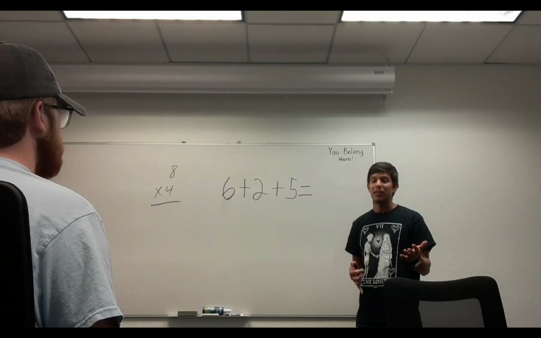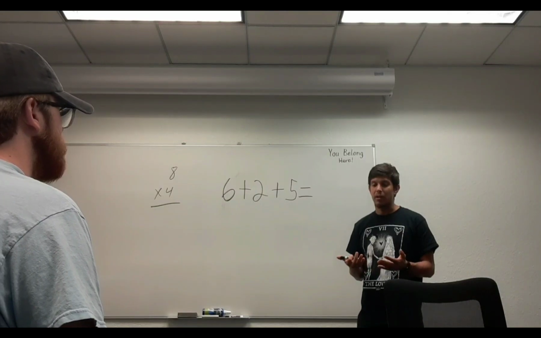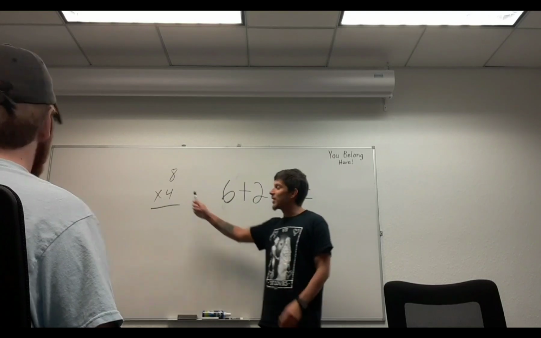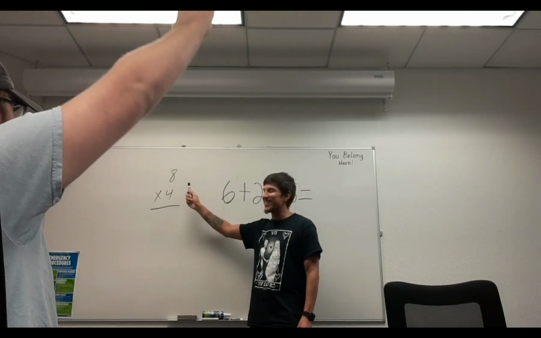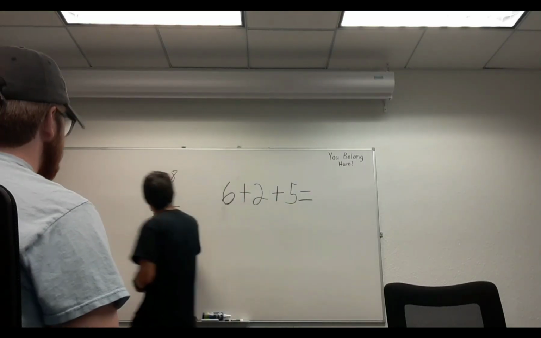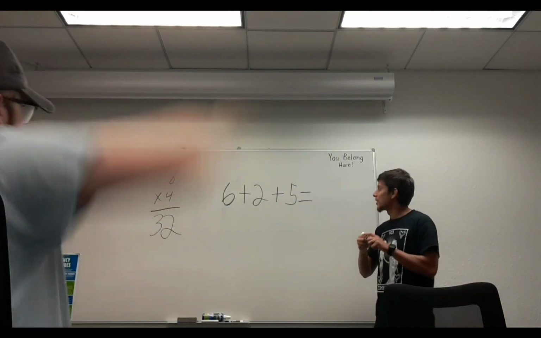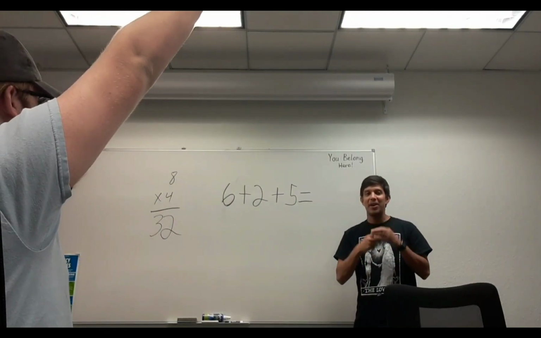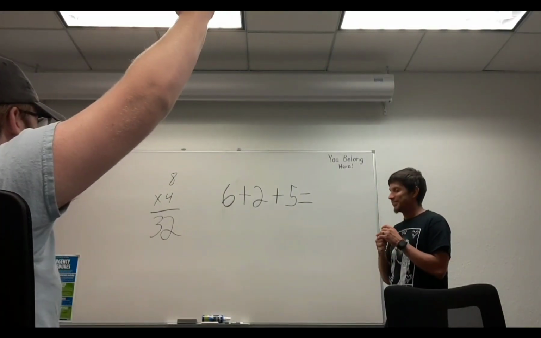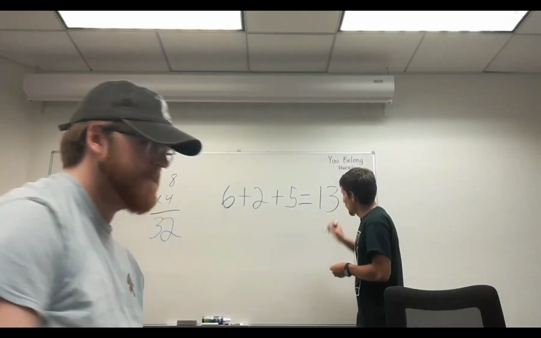Contrary to an at-risk student, a gifted student may be overly excited to do their work and act out differently. Dalton, what is... 32. Correct, Dalton. What is 6 plus 2 plus 5? Anybody else in the class that's not Dalton? Anybody else? Dalton. 13. Correct.